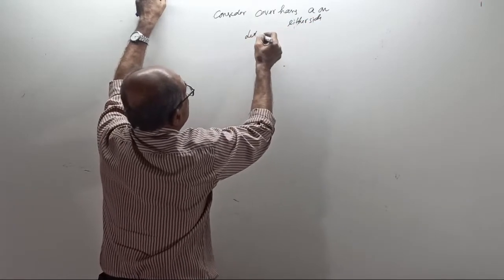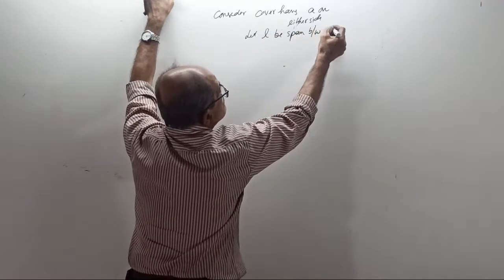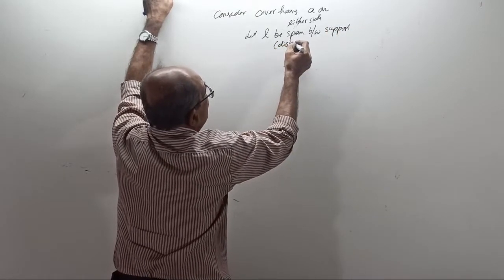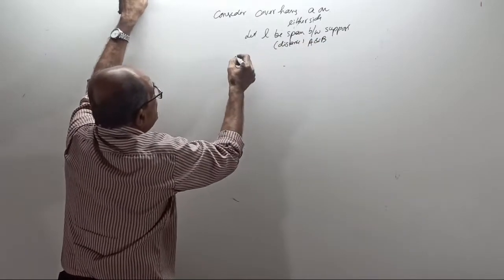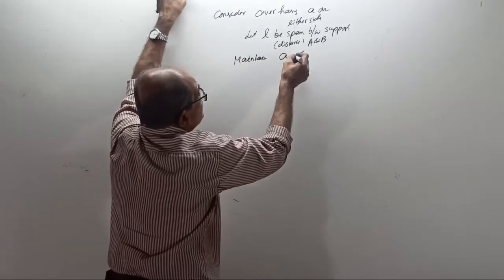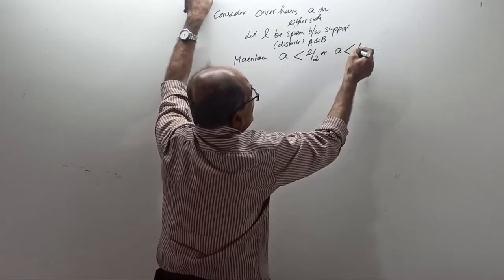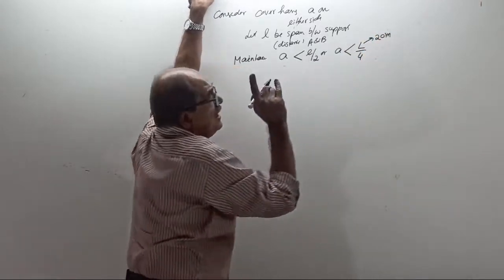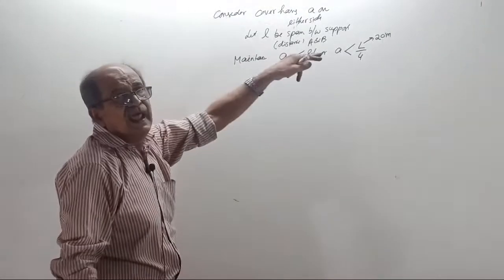Let small l be the span between supports, the distance between supports A and B. Now maintain A less than L by 2 or A less than capital L by 4. L is 20 meter, remember, by 4. Now I want A to be less than L by 2.